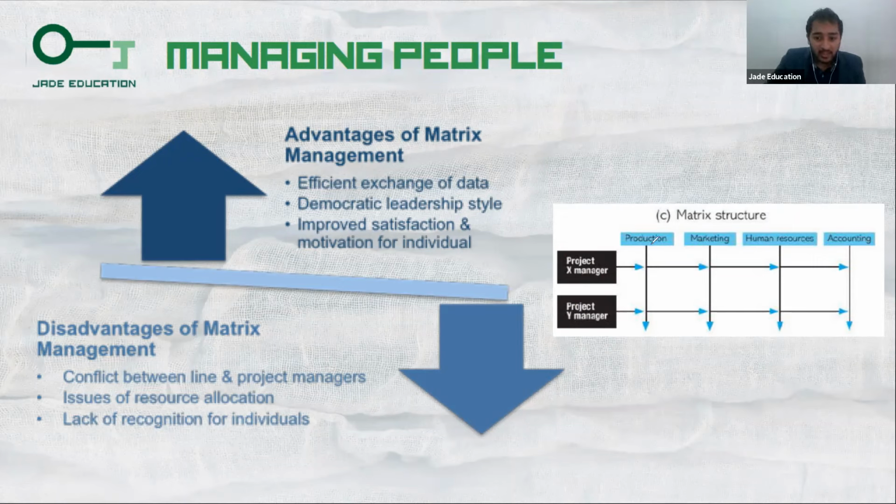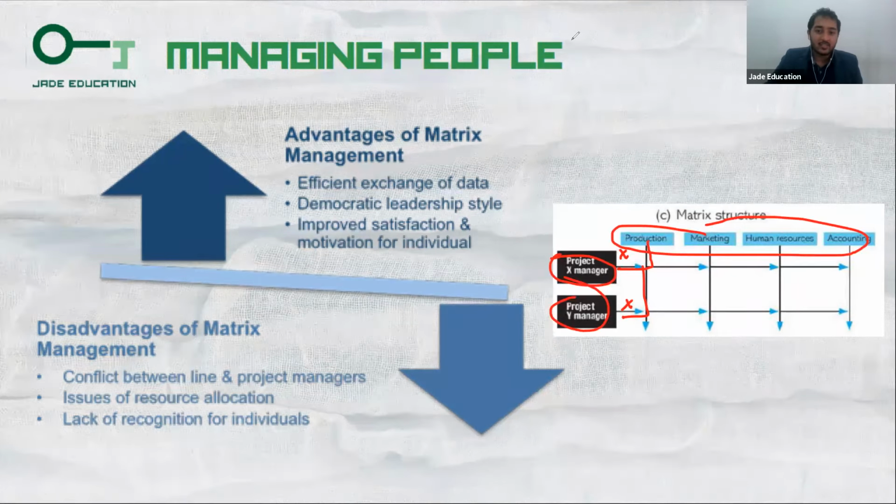But there's major conflict, guys. Why? Because this guy will work for him and him. And he says, get this done by today. And he'll be like, no, this fellow asked me to get it done by today as well. I can't do both. Issues of resource allocation. You don't know how many people you can get at what different time, because it's working for two different people. And the individuals won't be recognized. It's like a team thing rather than an individual thing. So there's no recognition in that as well.